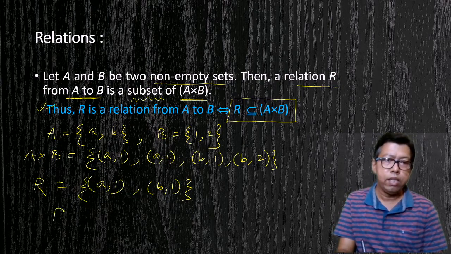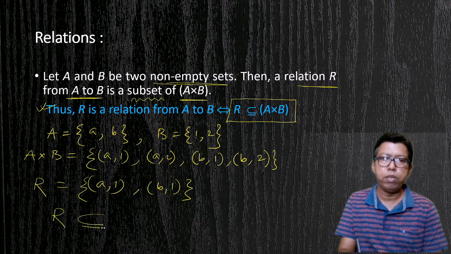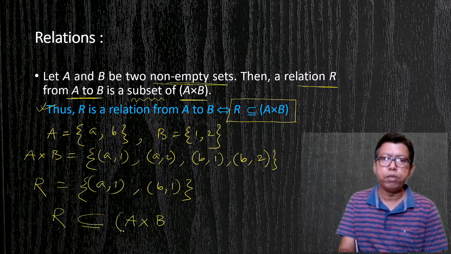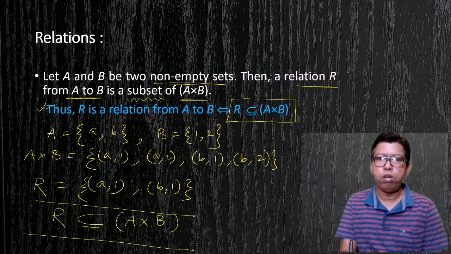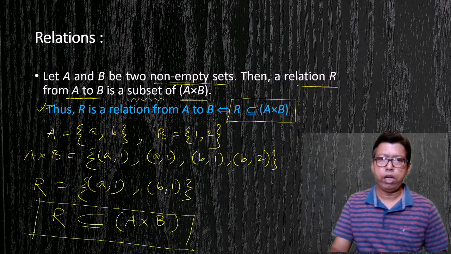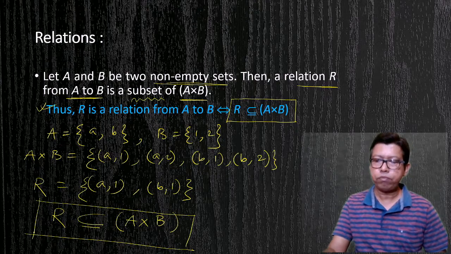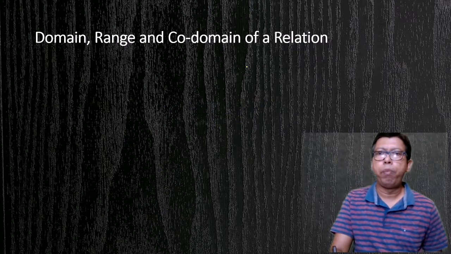Obviously, these are a subset of the Cartesian product A into B, A cross B. So a relation is nothing but a subset of A cross B, the Cartesian product A cross B. Next page: domain, range and codomain of a relation.